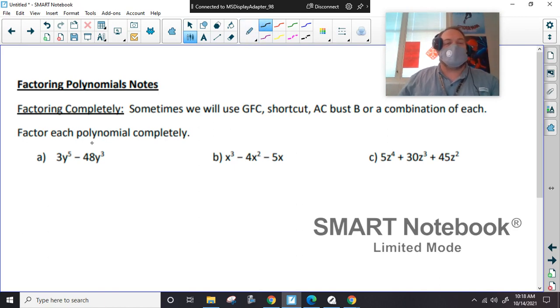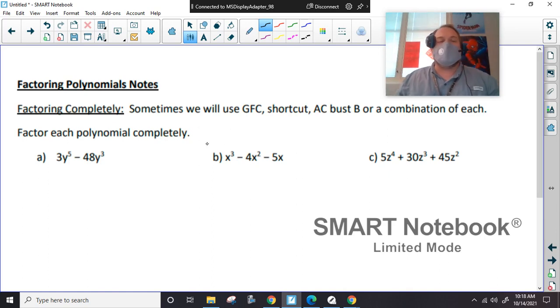So now here it comes with factoring polynomials. Here's the deal. Back when y'all had Algebra 1, we would say, okay, today we're going to factor by the GCF. Today we're going to factor by shortcut. Today we're going to do AC bus to B. Now that you're in Algebra 2, you have multiple different ways to factor, and you've got to decide which one's going to work each time.